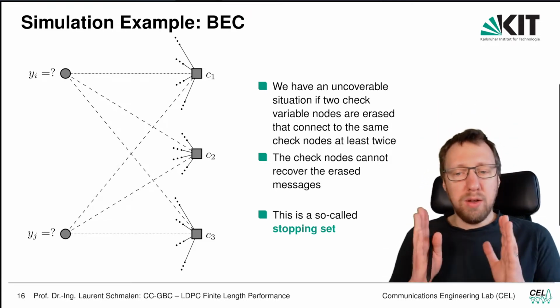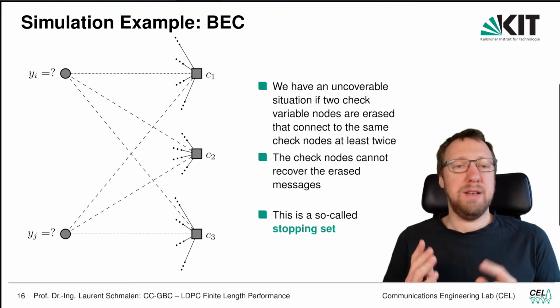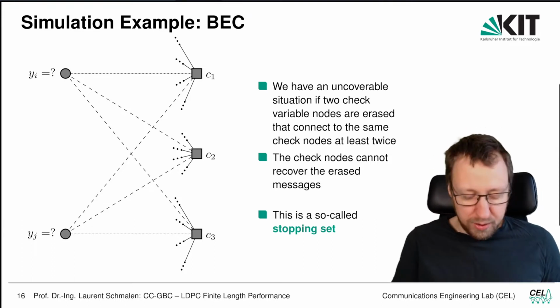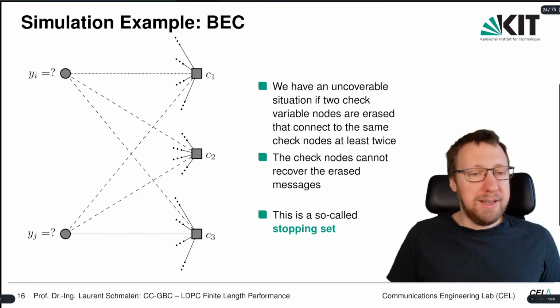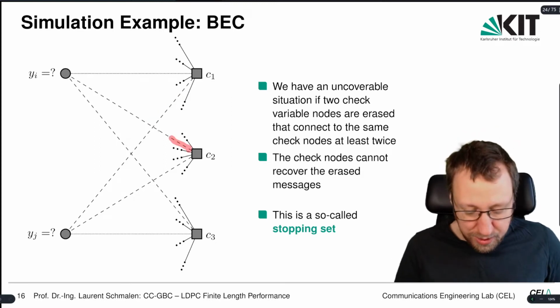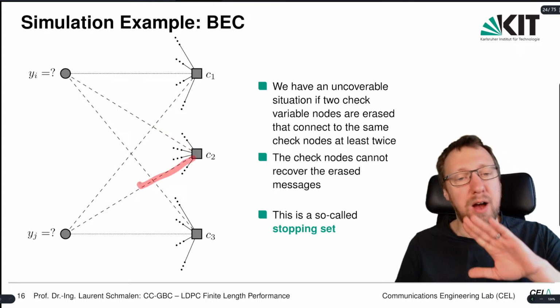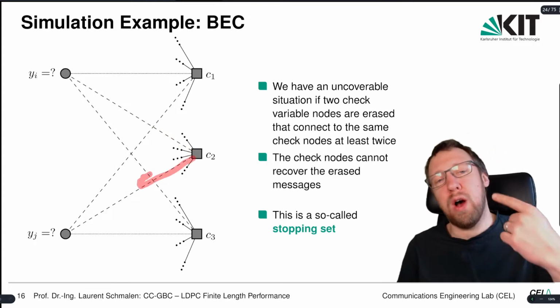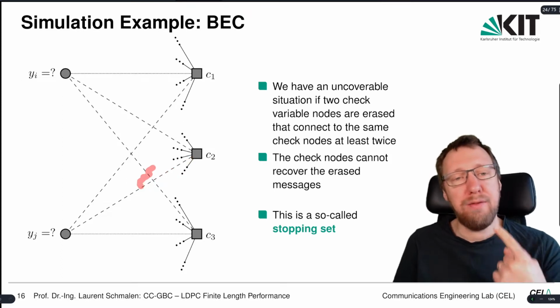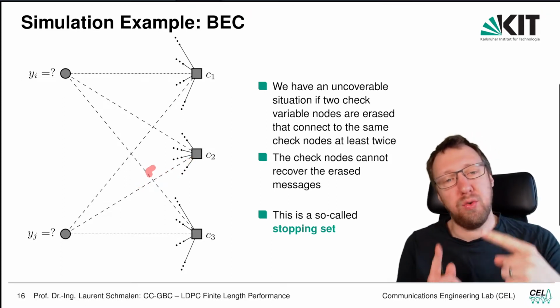So we are not able to recover any of those outgoing messages. And the same situation happens for the other check nodes. So we always have two connected guys. So when we cover one, there's always one erasure left. So we can never recover a message because there are two erasures.